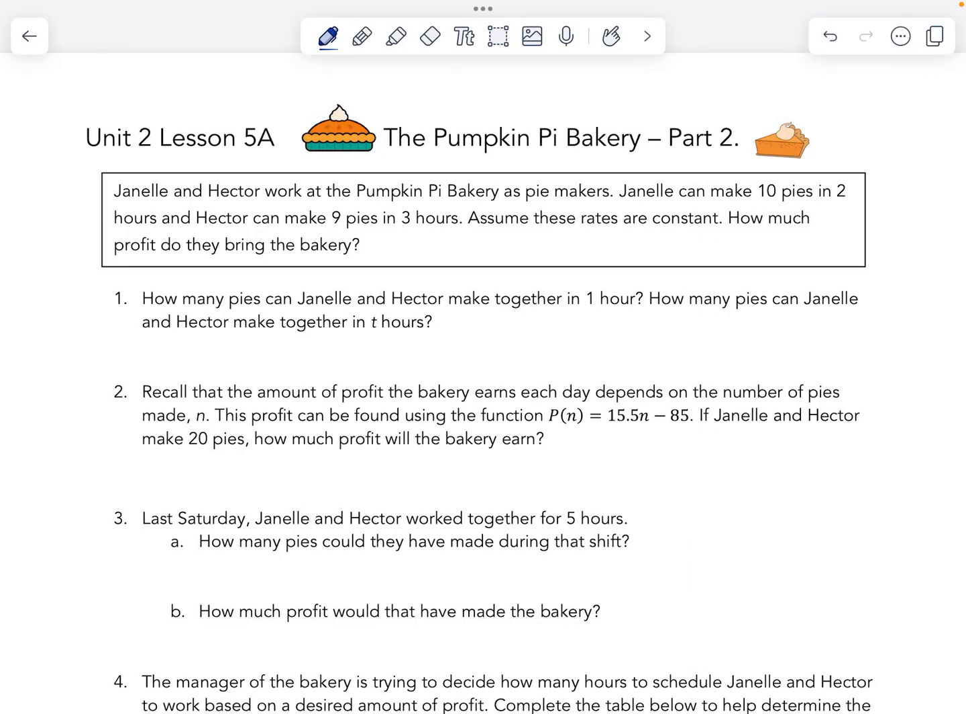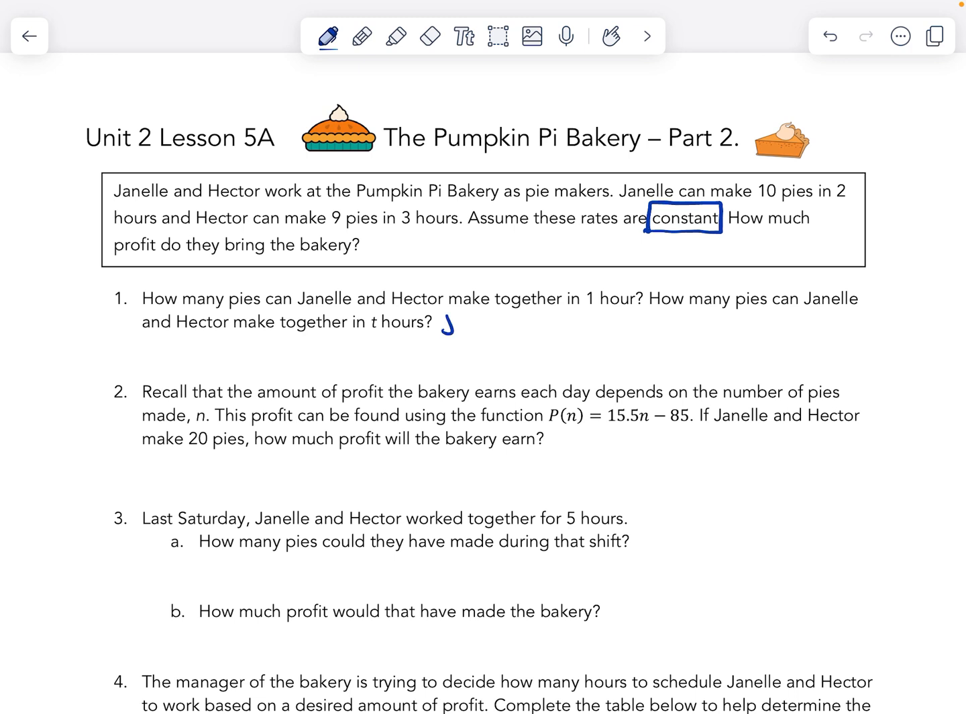Today we're going to take a look at the Pumpkin Pie Bakery once again. So Janelle and Hector work at the Pumpkin Pie Bakery as pie makers. Janelle can make 10 pies in 2 hours, and Hector can make 9 pies in 3 hours, assuming these rates are constant. So that constant means there doesn't change. So every hour they're making 10 pies or 9 pies every 3 hours. So how many pies can they make if they work together in 1 hour?